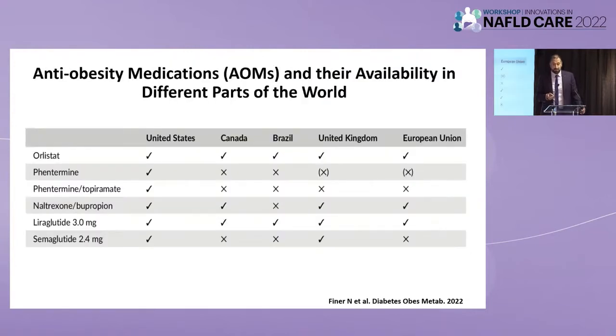So what are the AOMs available to us today? In the United States, we have 6 of them. Orlistat, phentermine, phentermine in combination with topiramate, naltrexone-bupropion, and then 2 GLP-1 agonists, liraglutide and semaglutide. And you can see the availability in other parts of the world. The problem with the oral medications, the first 4, is that weight loss is very modest, 3 to 5%, and they do have side effects, including potentially increasing blood pressure, arrhythmias, and anxiety. They don't come at a cheap price, and the uptake has been very low in the United States. And then we have the GLP-1 agonists. These are injectables, and they are costly.